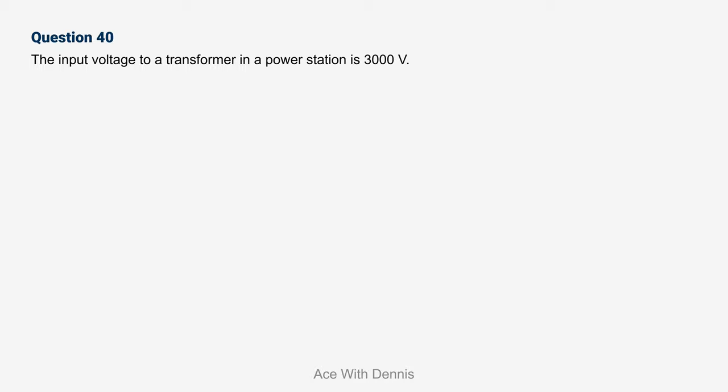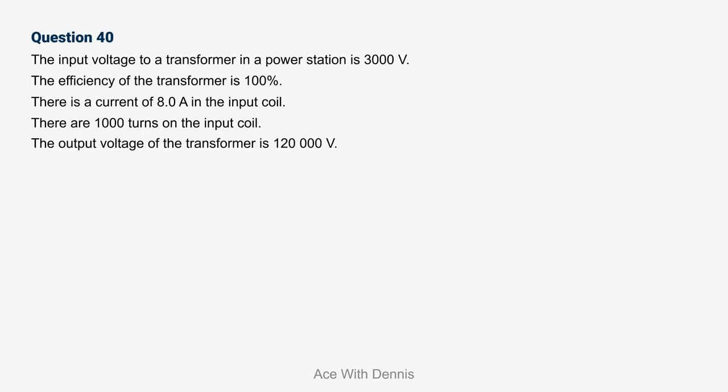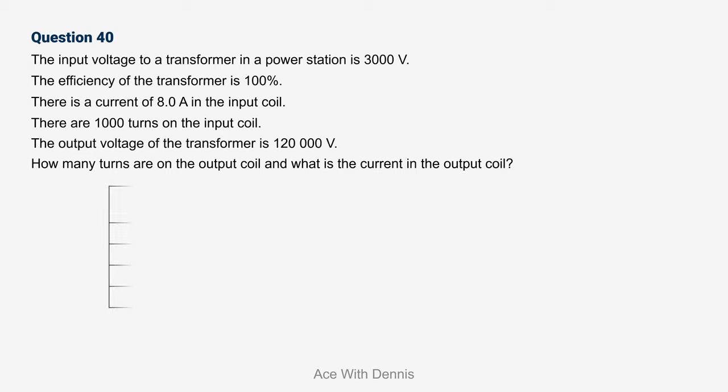Question 40. The input voltage to a transformer in a power station is 3000 volts. The efficiency of the transformer is 100%. There is a current of 8.0 amps in the input coil. There are 1000 turns on the input coil. The output voltage of the transformer is 120,000 volts. How many turns are on the output coil and what is the current in the output coil?